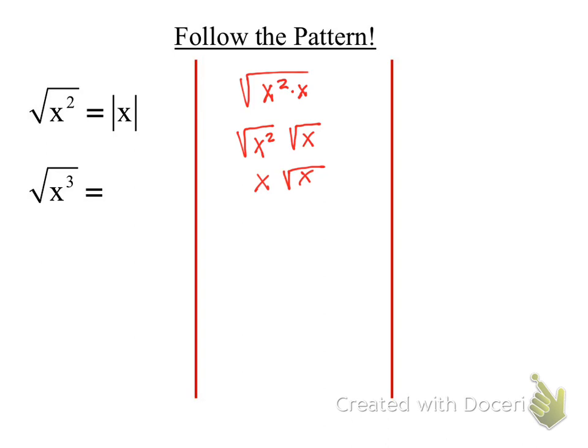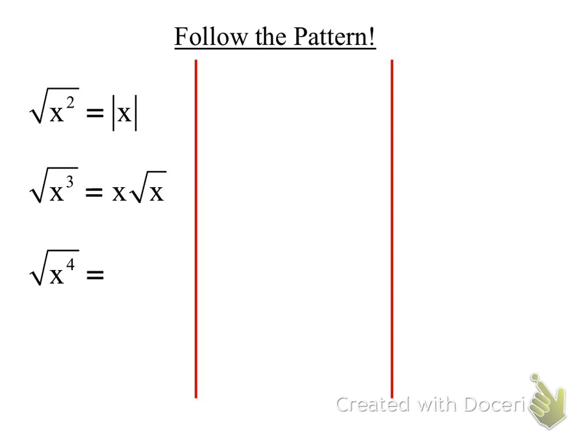So this really equals, instead of the square root of x squared times rad x, it equals x times rad x. This symbol right here is called a radical. So sometimes we say radical x or rad x. Isn't that easier to say, rad x, than the square root of x? So it's x times rad x. Does that make sense?